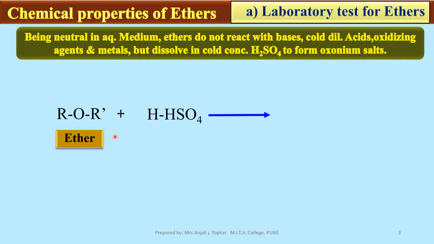Here, oxygen atom is divalent and carries two lone pairs. So, it is bonded to the hydrogen atom of H2SO4 to form oxonium ion. And HSO4 is removed. As you can see here. This distinguishes ethers from hydrocarbons.